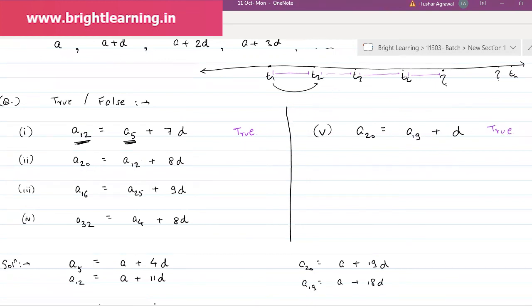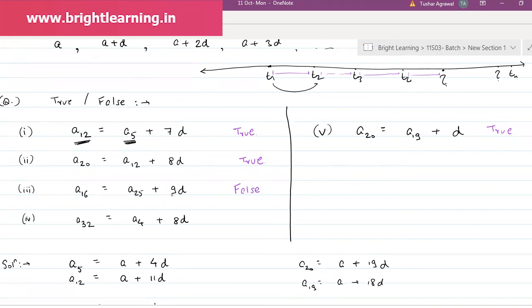Second, A20 is equal to A12 plus 8D. What he's asking you is, from the 12th position, if I go ahead 8 jumps, do I reach the 20th position? Yes, sir, I do. In the third one, A16 is equal to A25 plus 9D. From the 25th position, if I go ahead 9 terms, do I reach the 16th position? False. No, sir. You will have to retreat back. Retreat back means A25 minus 9D.